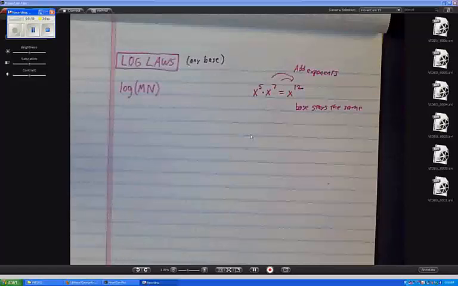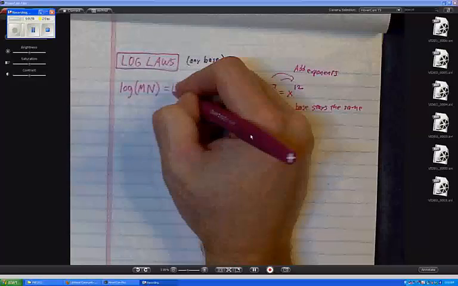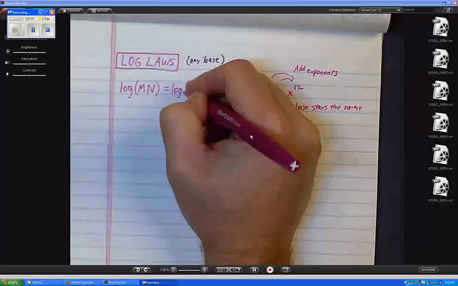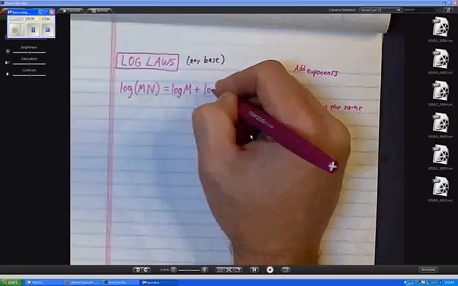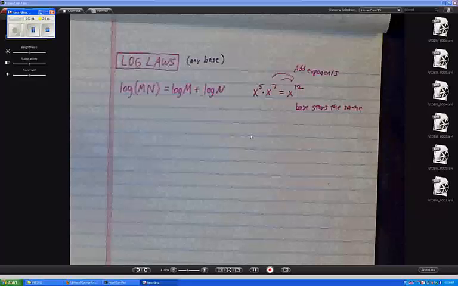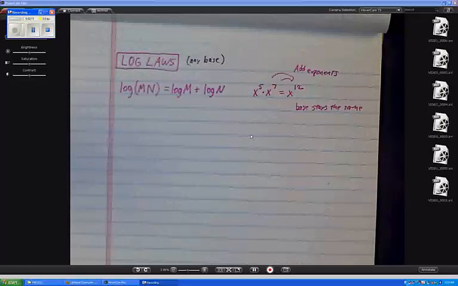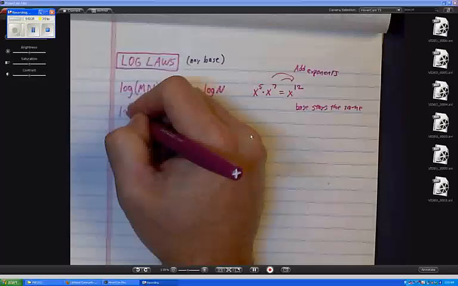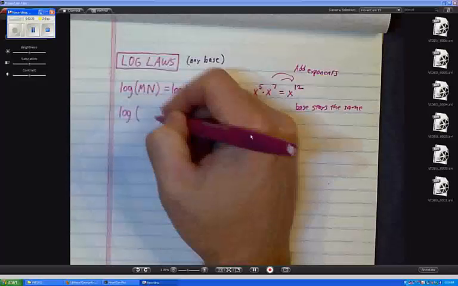The log of m times n is going to be the log of m plus the log of n. That's the first log law. Okay. Second log law, you'll probably know what to do as soon as I write the first part. Log of, say you have a quotient, m divided by n.